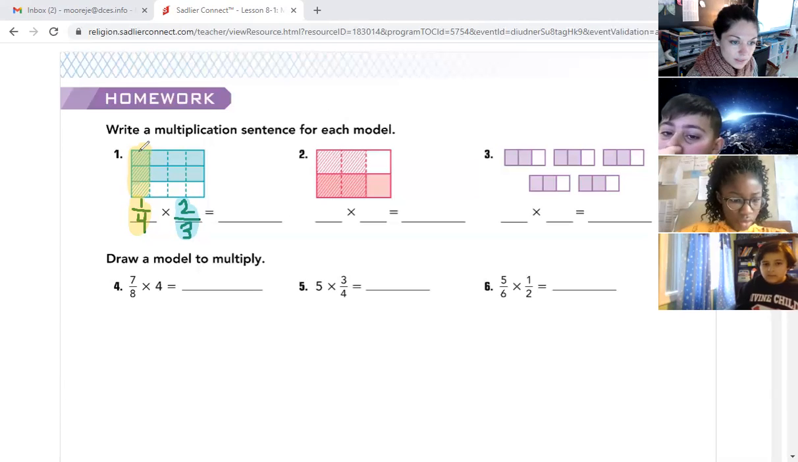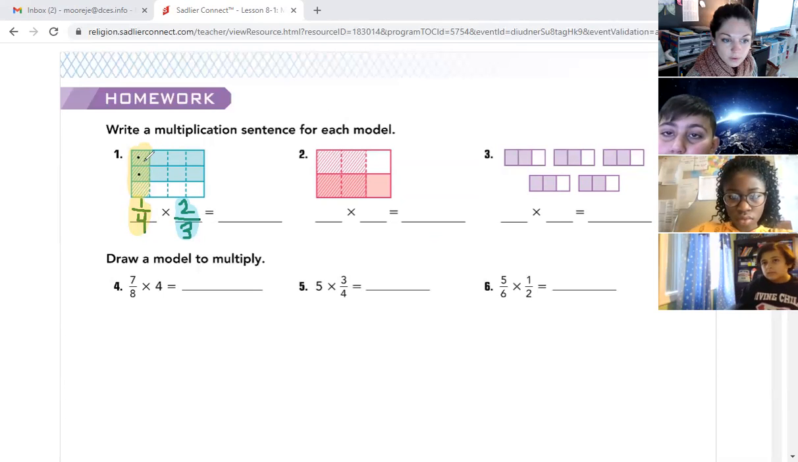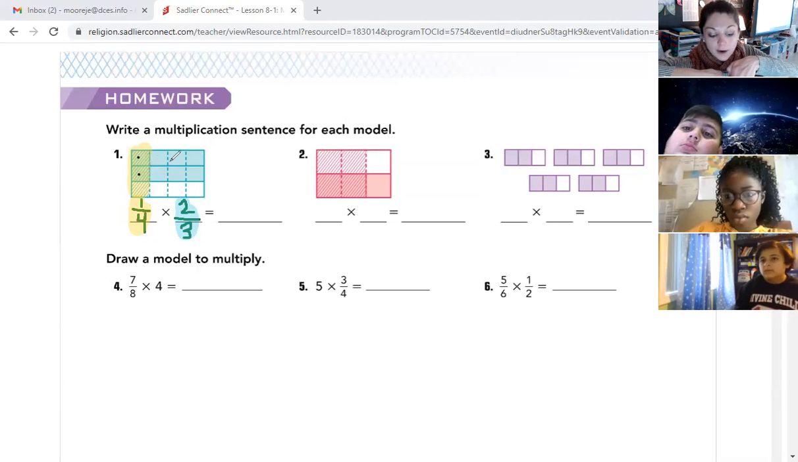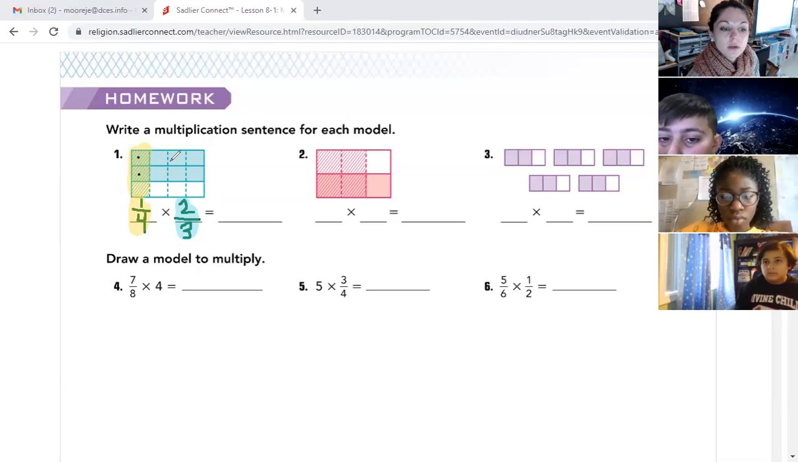Well, I see this one has blue and yellow. This one has blue and yellow. This one has just the yellow, just the stripes. Do you see how these two have both? That's the overlap, right? That's the fraction of a fraction. That's the spot where they both connect with each other. So there's 2 spots colored with both.